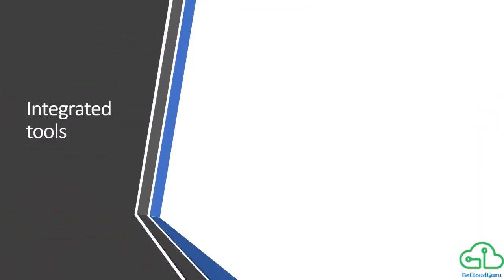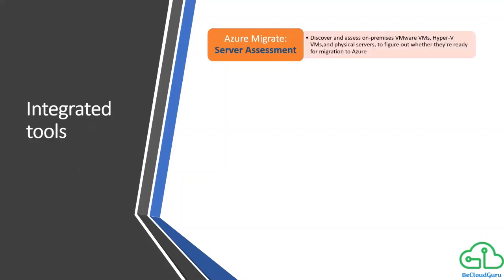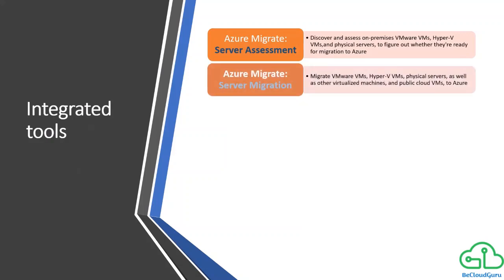So Azure Migrate gives you certain default or Microsoft basic tools for your assessment, called Azure Migrate Server Assessment. It helps you to discover and assess your on-premise VMware, Hyper-V virtual machines as well as your physical servers, so that you can figure out whether they are ready for migration to Azure or not. Once you are done with your assessment, you can use the Server Migration tool to actually migrate your virtual machines, your physical servers, or any other type of virtualized machines and your virtual machines from the public cloud to Azure. So the Server Migration tool would help in doing that.